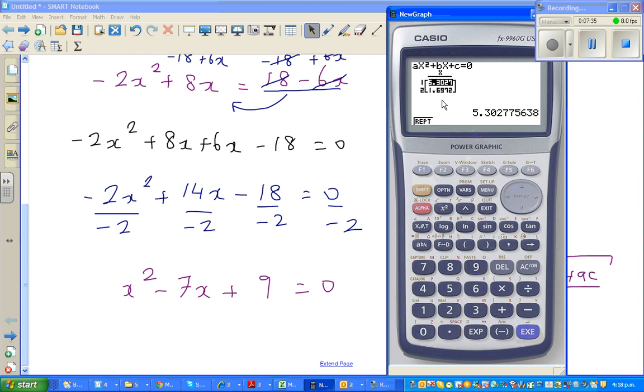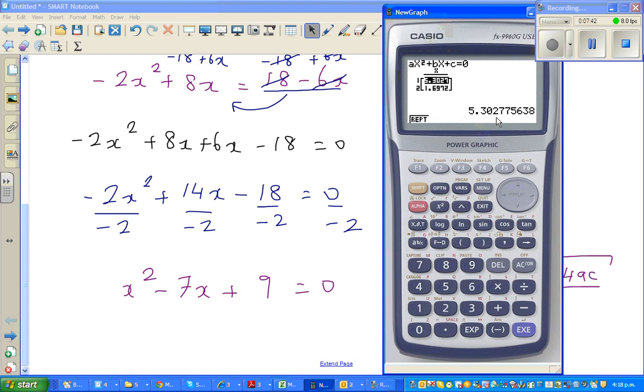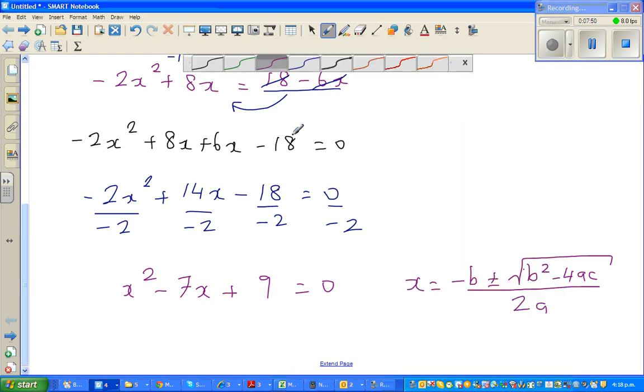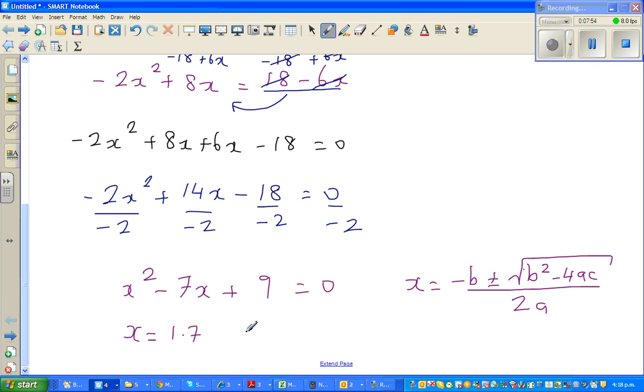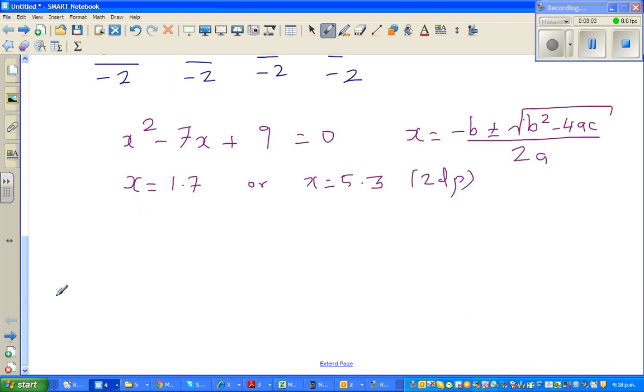Okay, so one value is 5.3, and the second value is 1.7. So the two values of x are: x is 1.7, or x is 5.3, in two decimal places, in 2 dp. Okay, and now you have to find y.